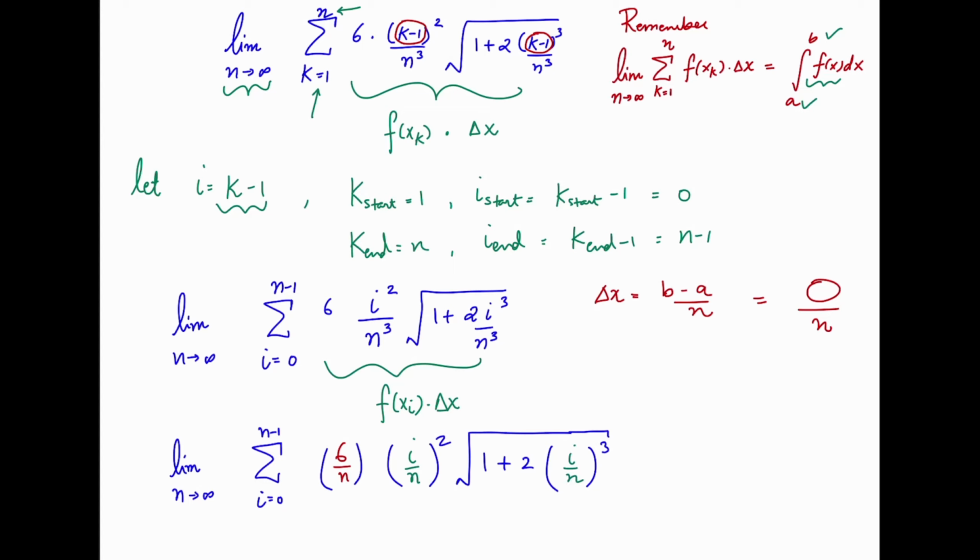Does everybody see how I rearrange things in the summation? There was an n cubed below the i squared, so I took out one of the n and put it into the 6. So now I have a clear term with a number up top and n on the bottom, which resembles the form that my delta x should be.